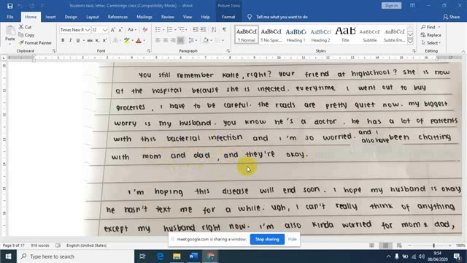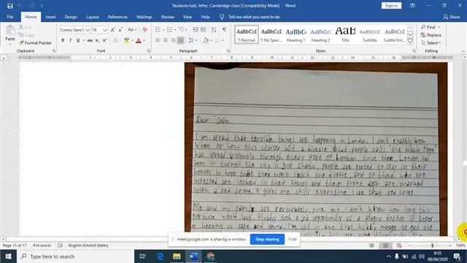Okay, good for Almira's letter. I love the way you're writing the letter. Overall, it's very good for the content as well as for the ideas. Thank you, Almira. Give a big applause for Almira once more. Let's continue for the next letter. For the next letter, here is the letter.